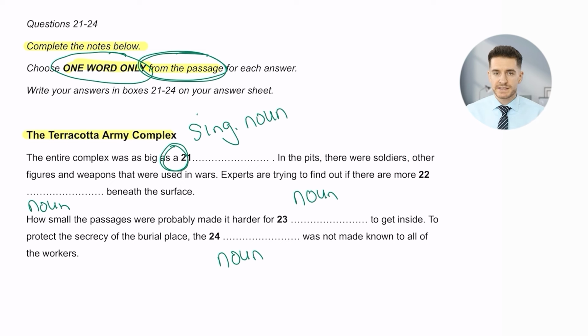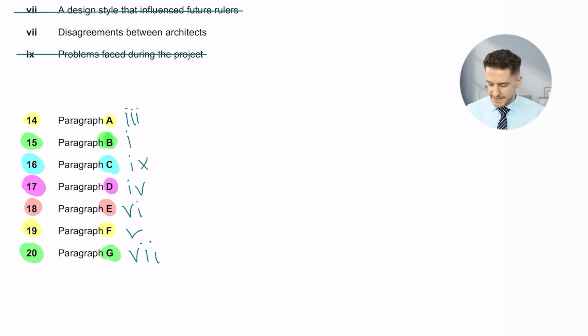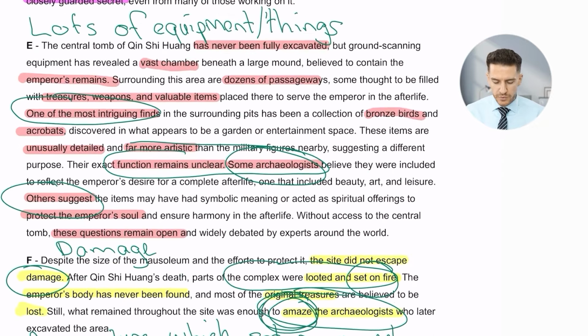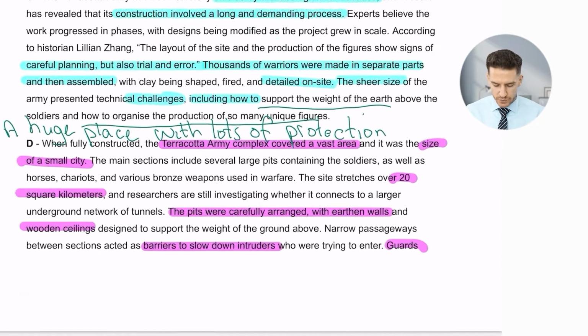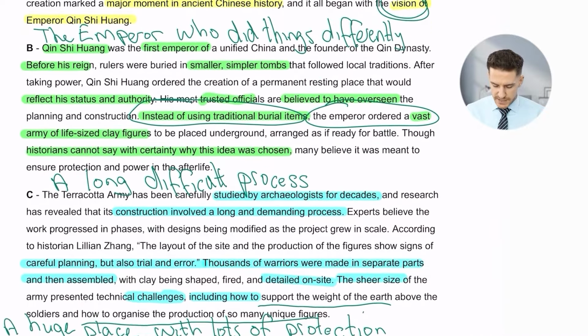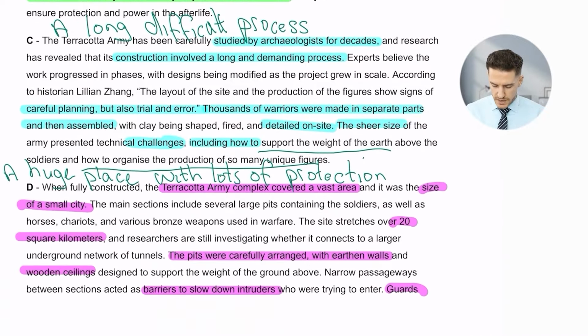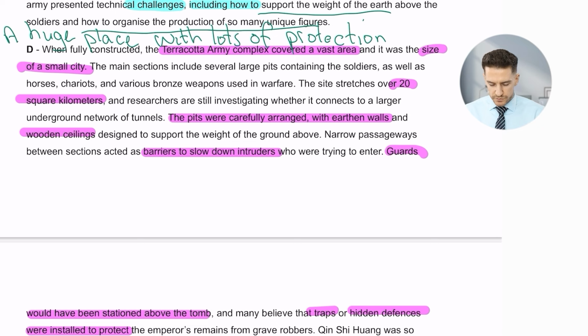So to find the answers, you need to know what you're looking for, obviously. So let's start with the first one. The complex was as big as A. Okay, so that's pretty simple. We're looking for the army complex, and we're looking for as big as A. And remember, we're looking for a noun as well. So let's have a look. Here we go. It's right here, Terracotta Army Complex.